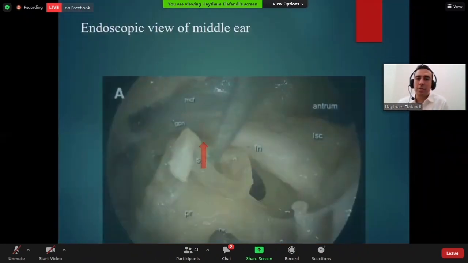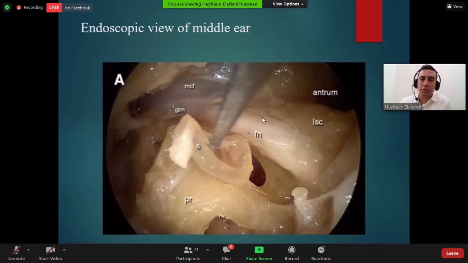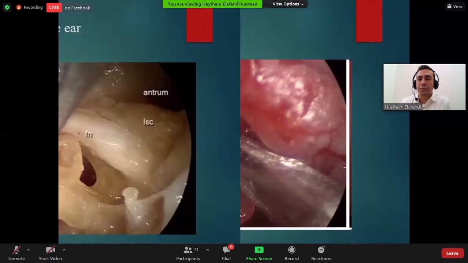Then we have another endoscopic view. Here the stapes is removed to show the oval window, and here is the facial nerve. Here is the lateral semicircular canal, the antrum, and here is the promontory. You see the relation between the facial nerve and the stapes and the oval window.